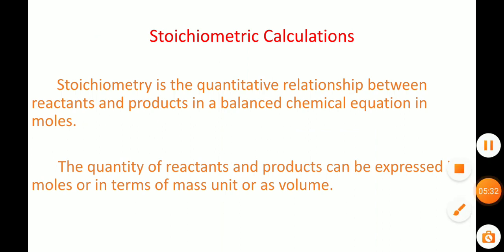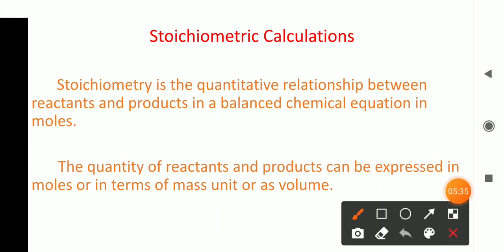So as I told you already, the same thing we are going to repeat now. Read it. Stoichiometry is the quantitative relationship between reactants and products in a balanced chemical equation in moles. Okay, so we have to represent the relationship between the reactants and products in terms of moles. Just now we have seen 1 mole of carbon reacts with 1 mole of oxygen and forms 1 mole of carbon dioxide. So stoichiometry is a quantitative relationship between the reactants and the products in a balanced chemical equation, and here the terms are expressed in moles.